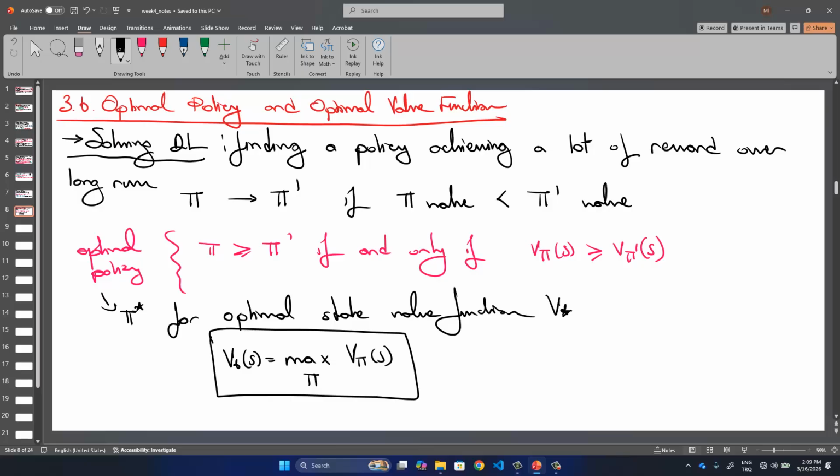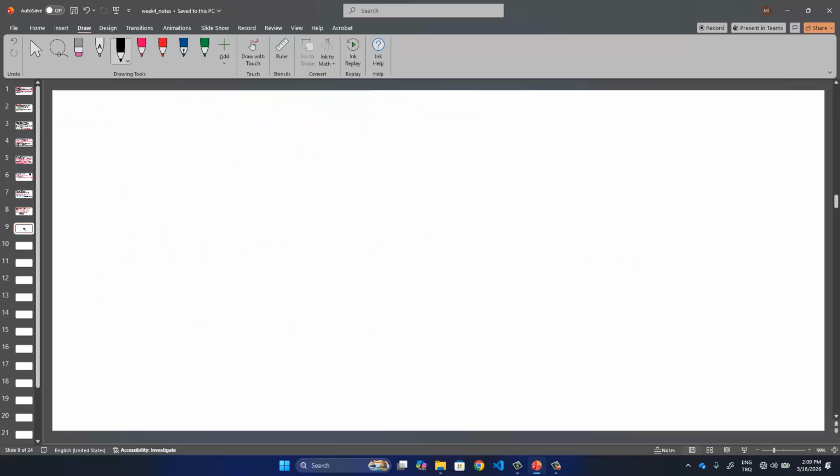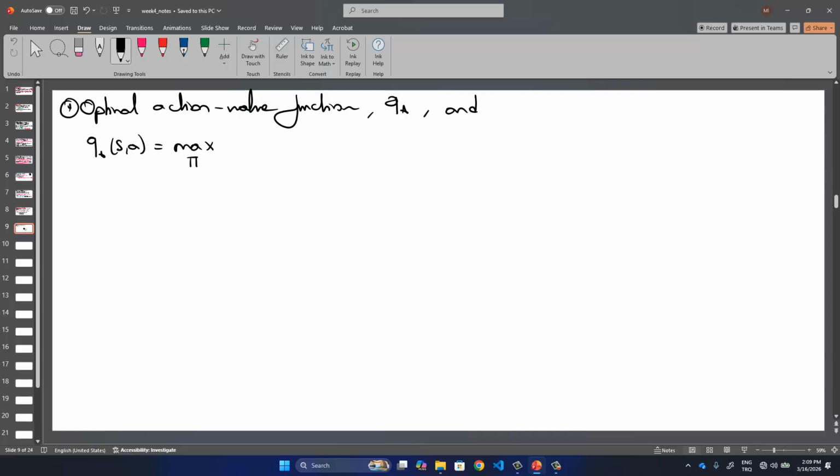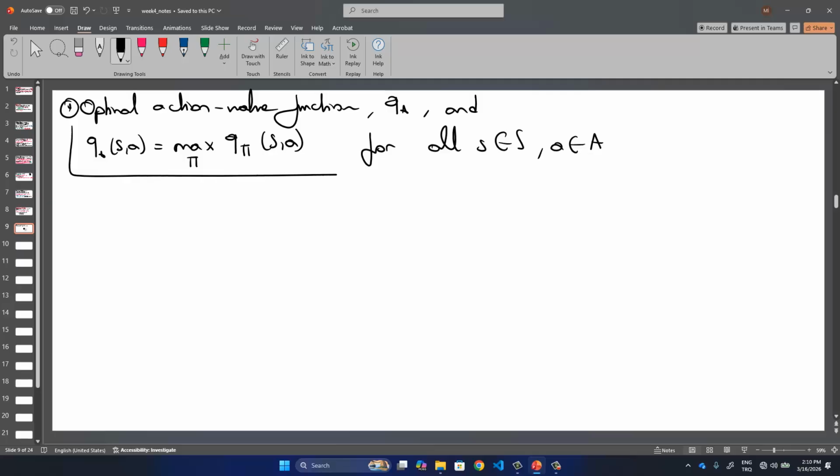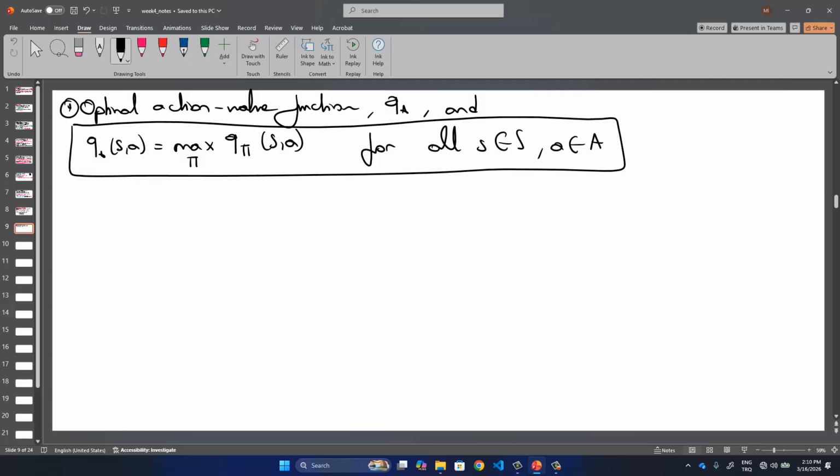Okay? And so, what is the optimal action value function? The optimal action value function, denoted by q star, we can define as q star of s, a, which is equal to the max over pi of q pi of s, a, for all s an element of S, a an element of big A, the set of actions. Okay, these are the definitions.